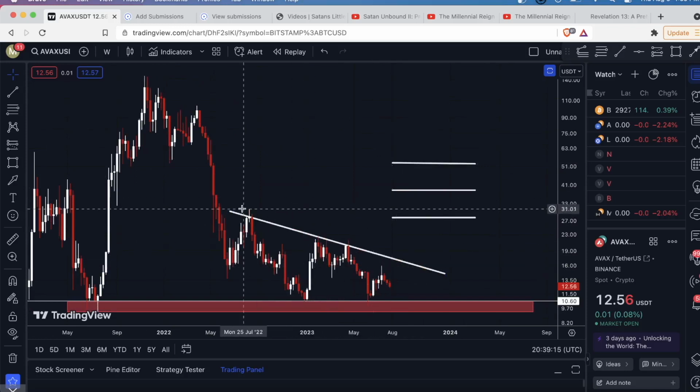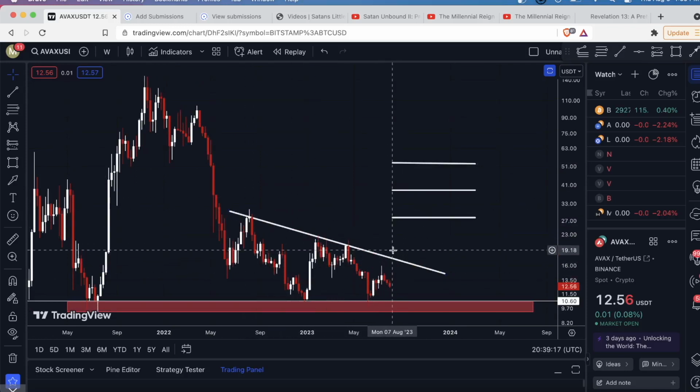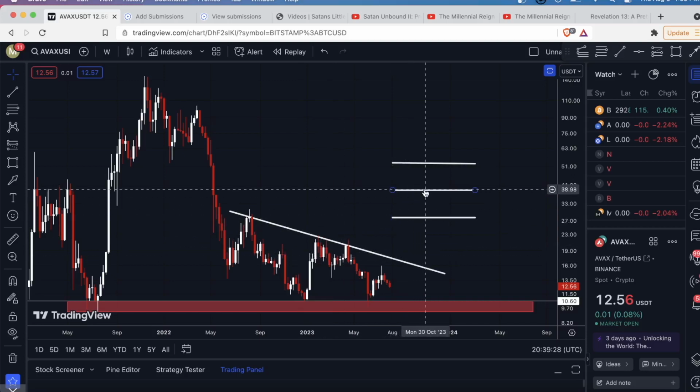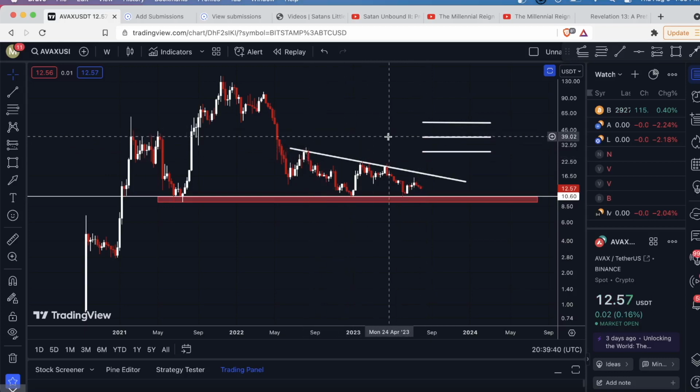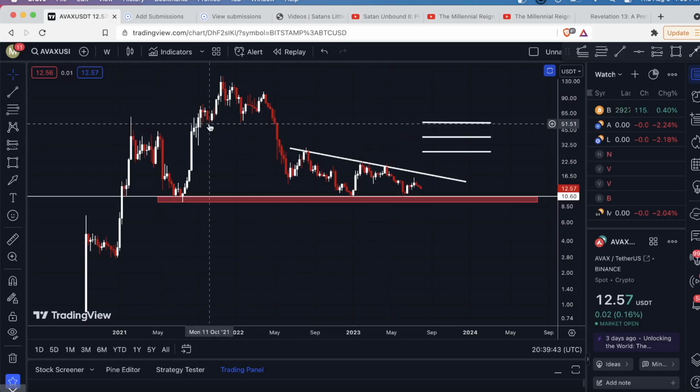Now, if, for example, the alt market goes crazy and we're able to start closing weekly candles above this resistance level, then this would be the support, and then you can target these upper ranges. I have them drawn here because they have confluence with both the price action and the Fibonacci retracement tool. For example, right here it lines up with this previous high, right here lines up with this previous high, and right here is this support region, right?